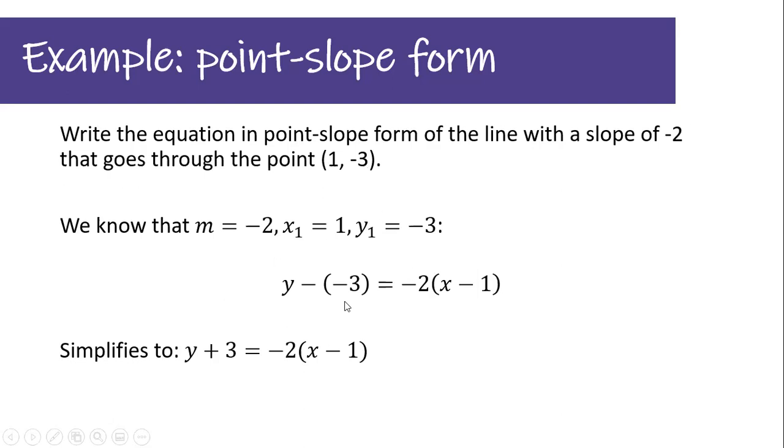So using point-slope form, we'd get y minus -3, because that's y minus y1, equals -2, that's our slope, times x minus 1. Now you just use a little bit of algebra to simplify that to get y plus 3 equals -2 times x minus 1.